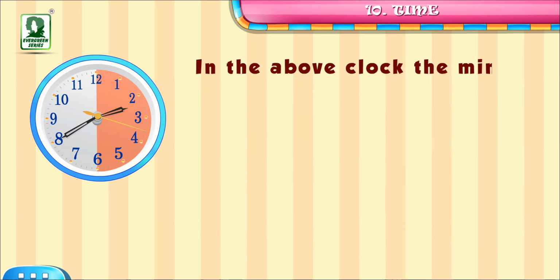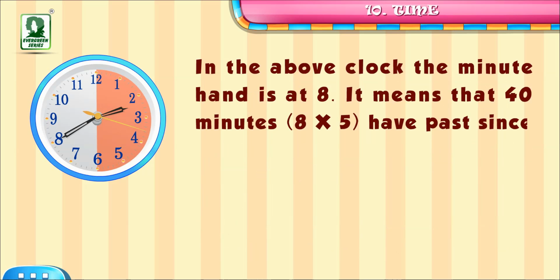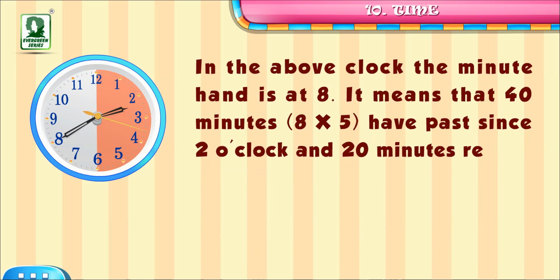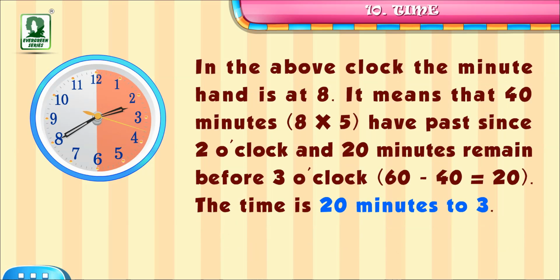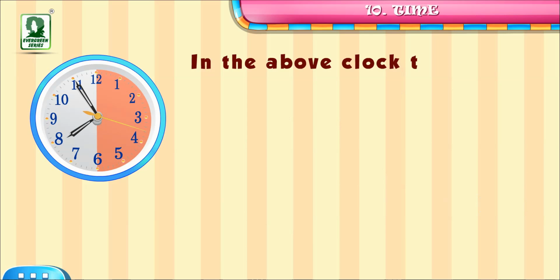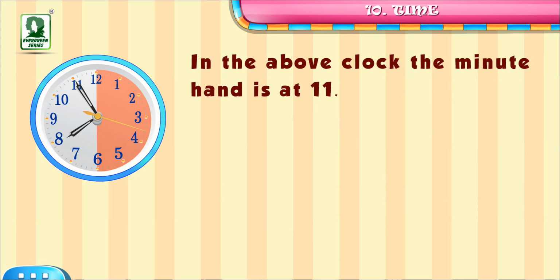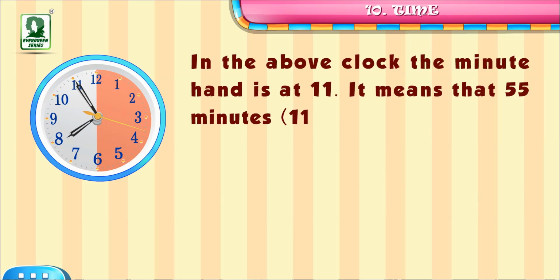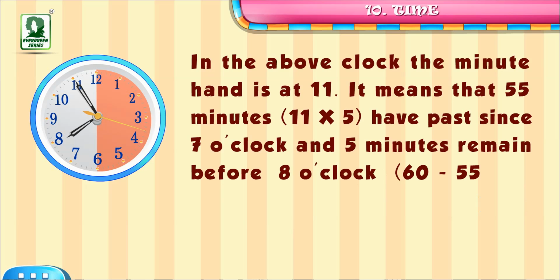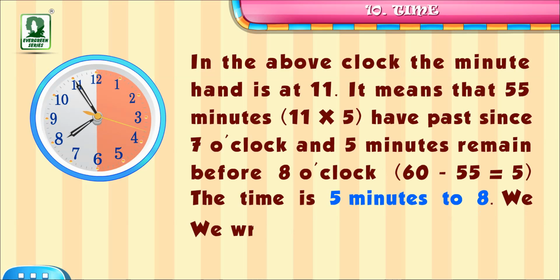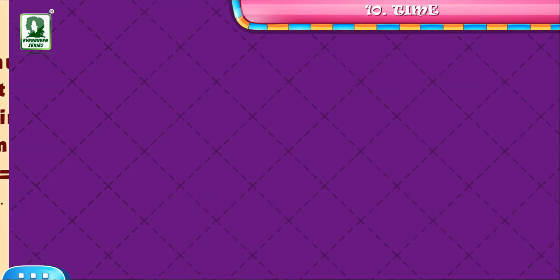In the above clock, the minute hand is at 8. It means that 40 minutes have passed since 2 o'clock and 20 minutes remain before 3 o'clock. The time is 20 minutes to 3. We write 2 hours and 40 minutes. In the above clock, the minute hand is at 11. It means that 55 minutes have passed since 7 o'clock and 5 minutes remain before 8 o'clock. The time is 5 minutes to 8. We write 7 hours 55 minutes.